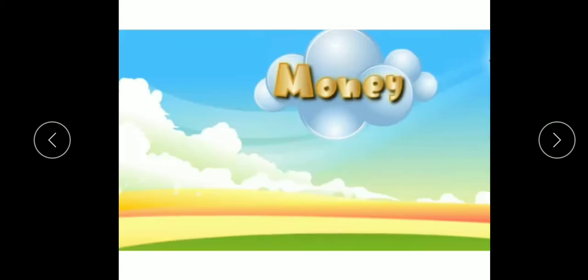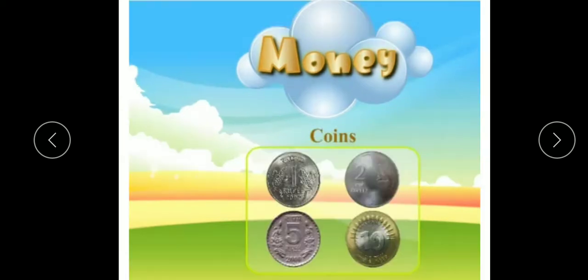Children, today let's learn about money. When you go shopping, what will you need to buy things? Yes, you will need money. You will need money to buy different things.